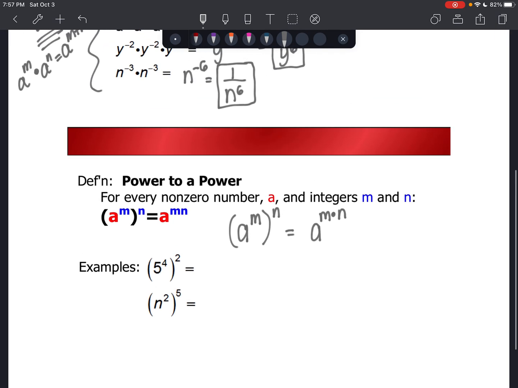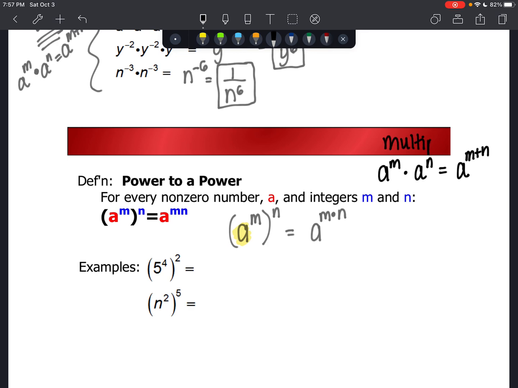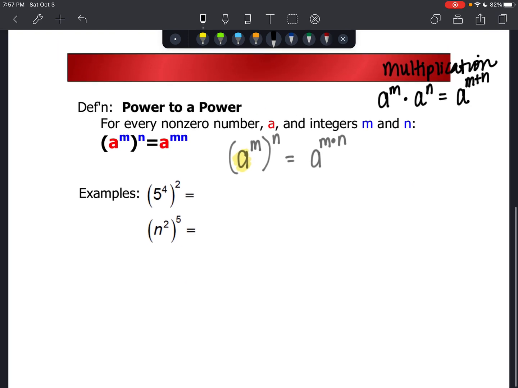So one base, power to a power, you multiply. However, the same base written twice, you retain the base and you add the exponents. That's our multiplication property. So this is our multiplication property. And this one that we're going to work on next is our power to a power property.